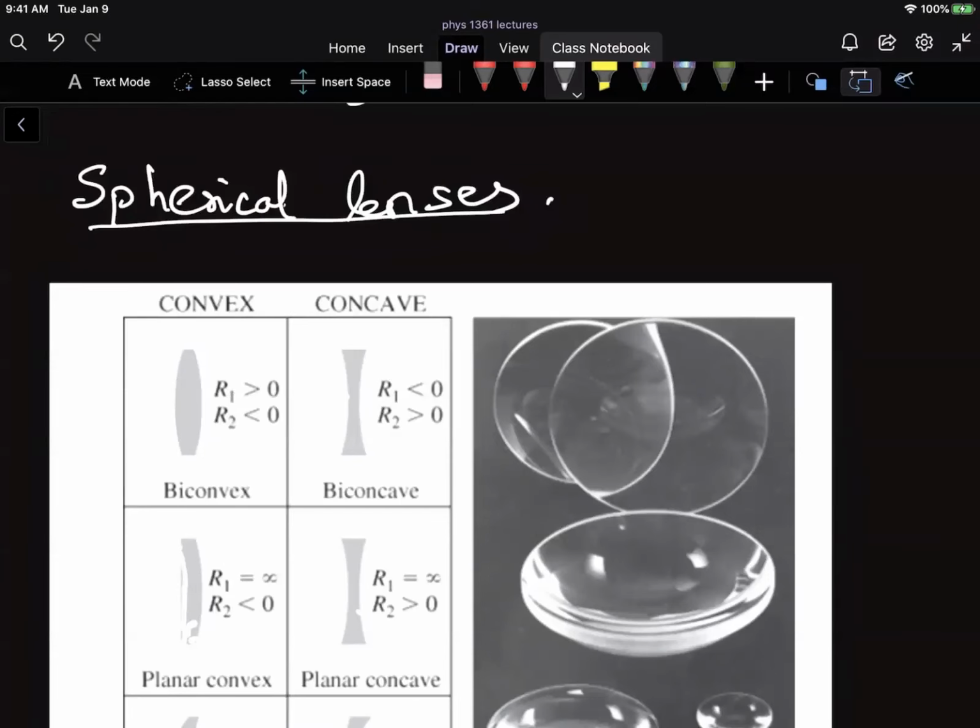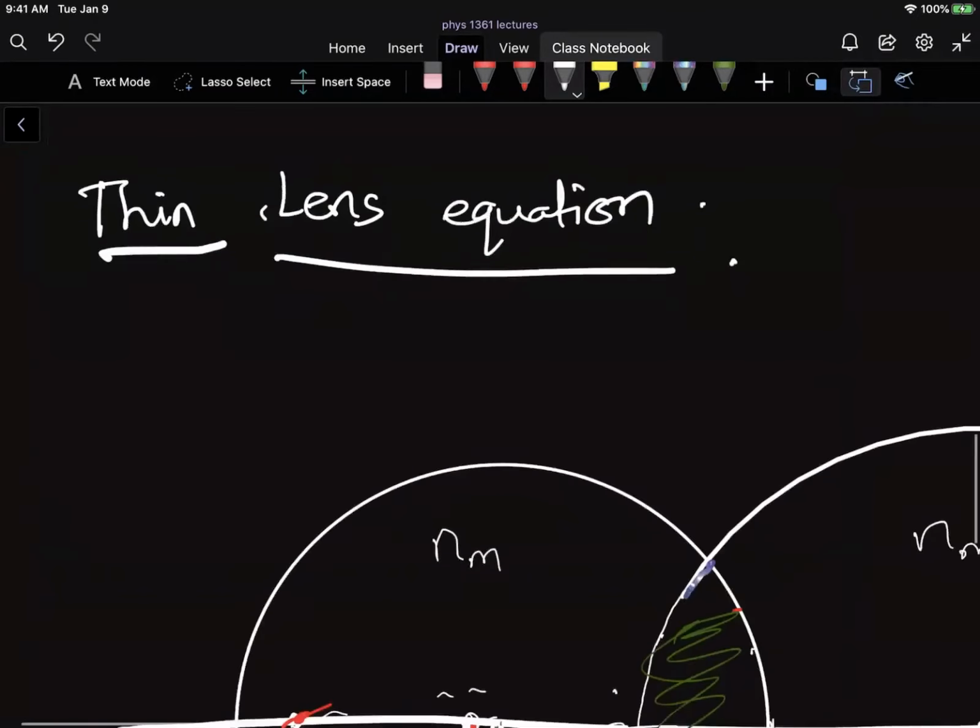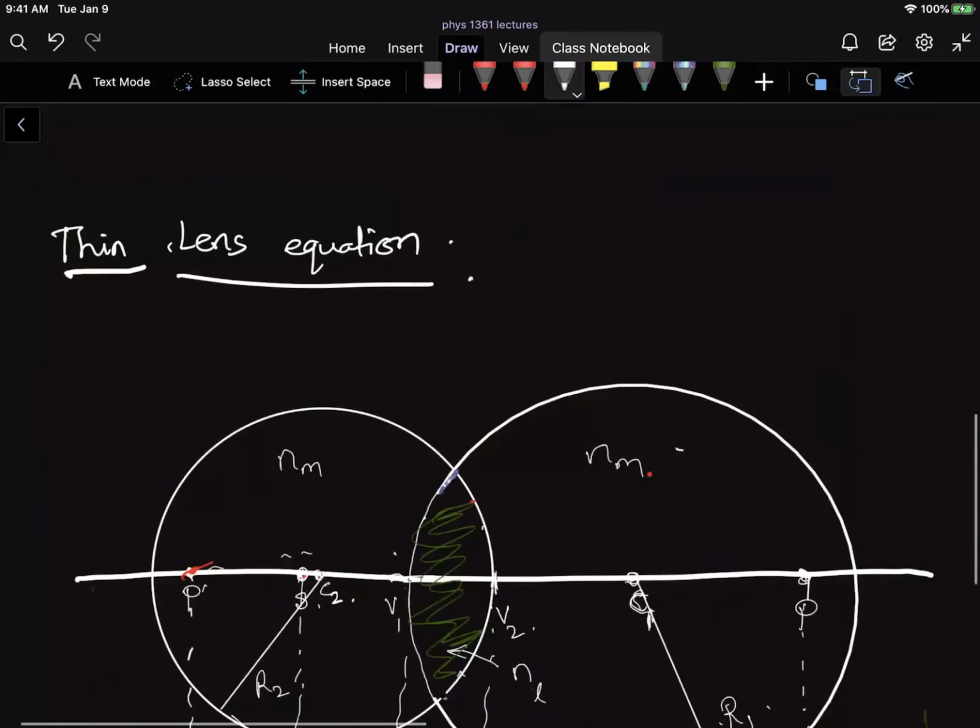But the other important lenses to note here are the planar convex, where one of the surfaces is infinity, which means it's a plane surface, and the other one is again a concave surface, which is R2 less than 0. In the same way, the biconcave lens, you first encounter a concave surface, so R1 less than 0, and then the other one, R2, is greater than 0. And similarly, for the planar concave, one of the surfaces is infinite, the first one, and the second one is greater than 0.